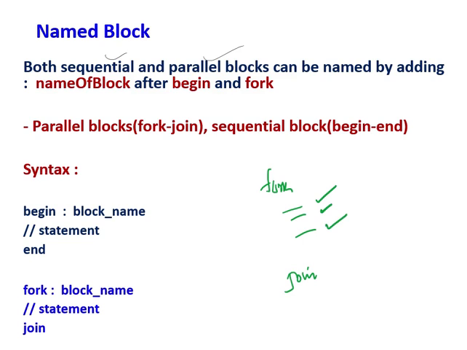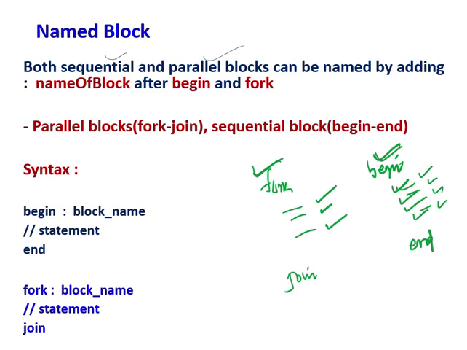And what is a sequential block? A sequential block is begin and end. Whatever is written inside this begin and end, all these statements are evaluated sequentially, one by one. First this statement will be evaluated, then this statement will be executed, then the third one, then the fourth one. So this is called a sequential block, and fork and join is called a parallel block. So this named block is used for the parallel block and for the sequential block.